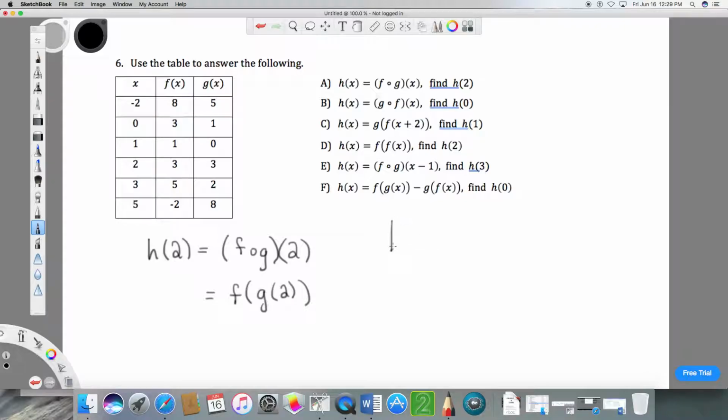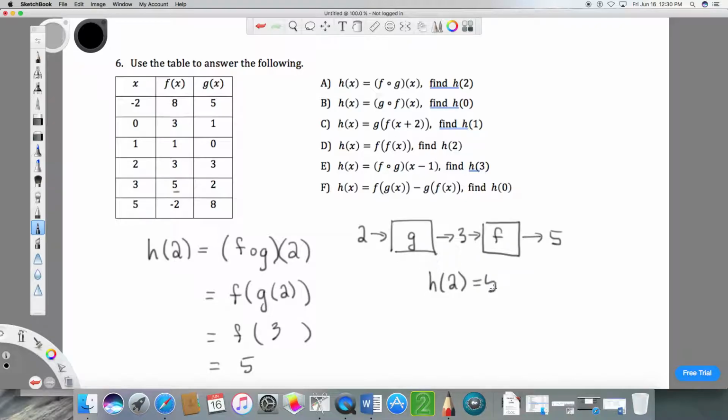And if you need to think of it like an assembly line, like a picture, you can think of it like this as well. And the input into g is 2. And the table is going to tell us what the output of g is. So when x is equal to 2, the table tells us that g evaluated at 2 is 3. So now the input for f is 3, and the table will tell us what the output of f is. When the input is 3, the output is 5. And so that's our final answer, that h evaluated at 2 is equal to 5.